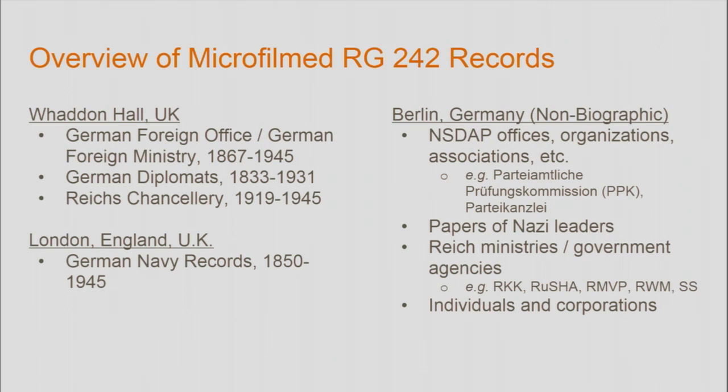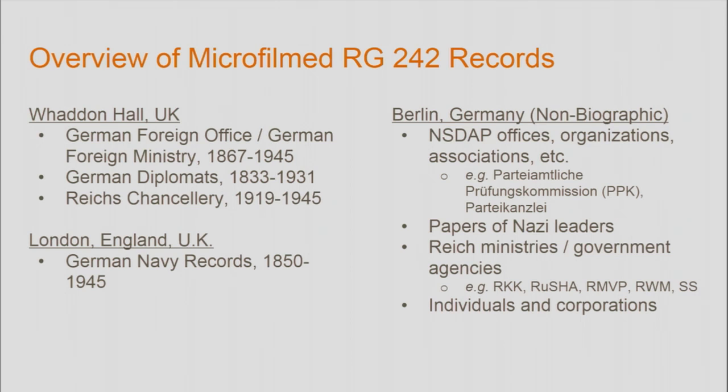The biographic records, which I'll talk about in just a minute, are a great resource for genealogists or people looking for information about specific individuals. The non-biographic Berlin information here is primarily about the National Socialist parties, organizations, affiliations, different government agencies, military agencies, you name it, it's here. So these are just some examples.